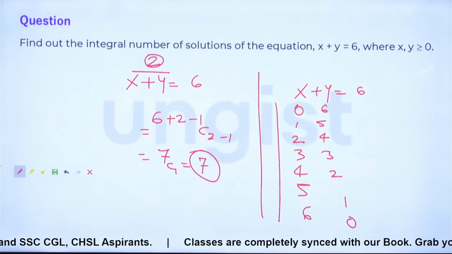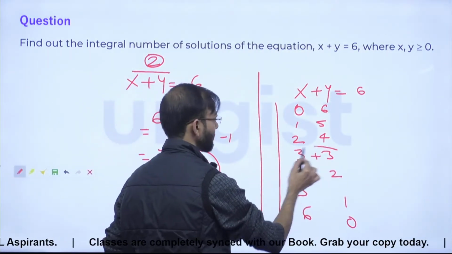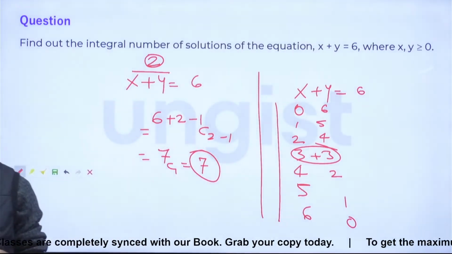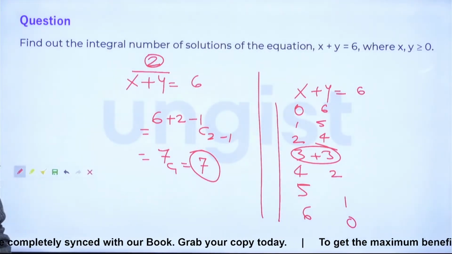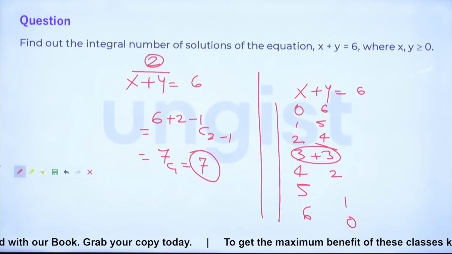So Vaishali is asking, sir, they are distinct. No, Vaishali, distinct is not the case because here they are same, right? So they can be same also. Everybody, it is clear? All right.